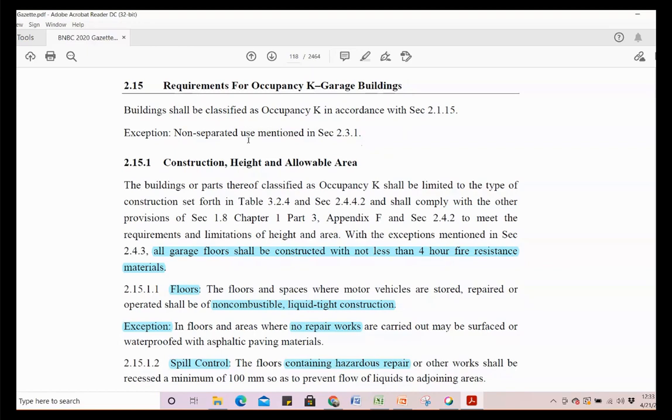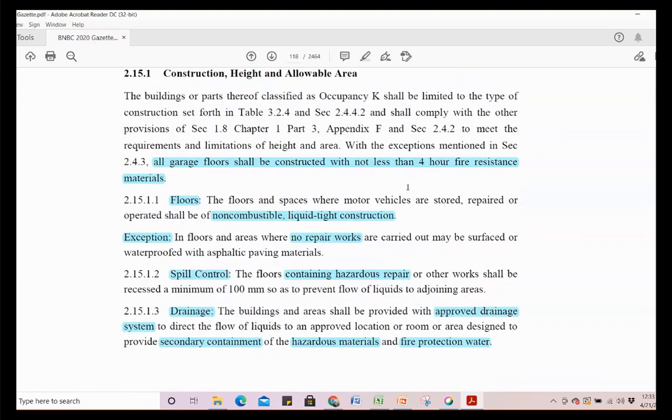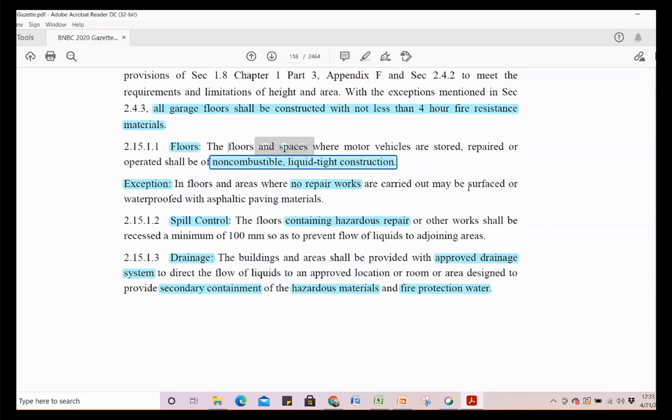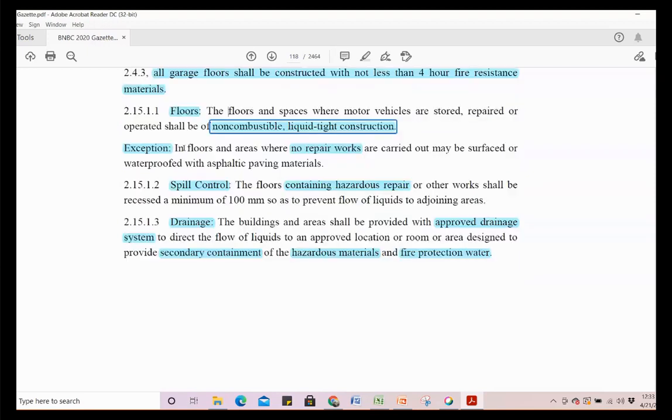For the occupancy K, the garage building, there are a few special provisions, like all garage floors shall be constructed with no less than 4-hour fire resistive material. The floors, of course. So floors have to be non-combustible liquid tight construction.